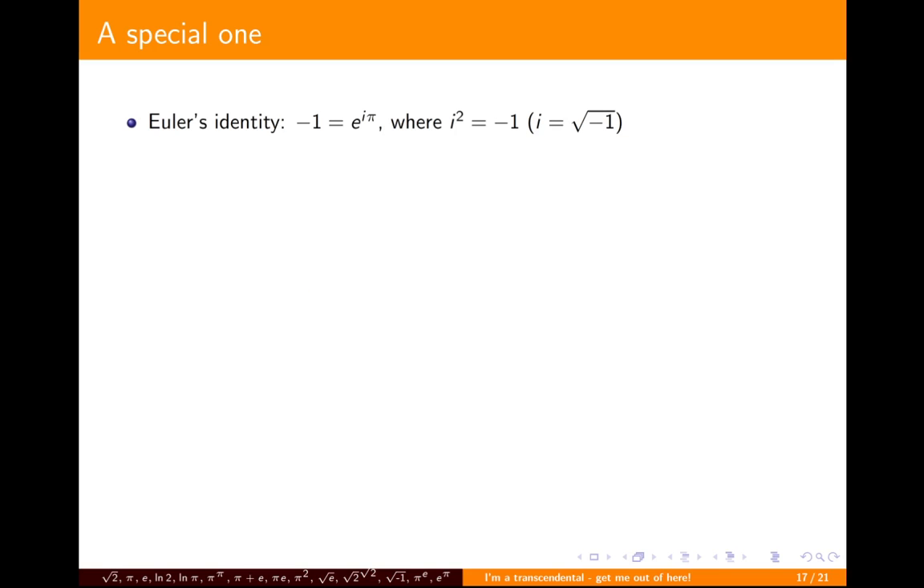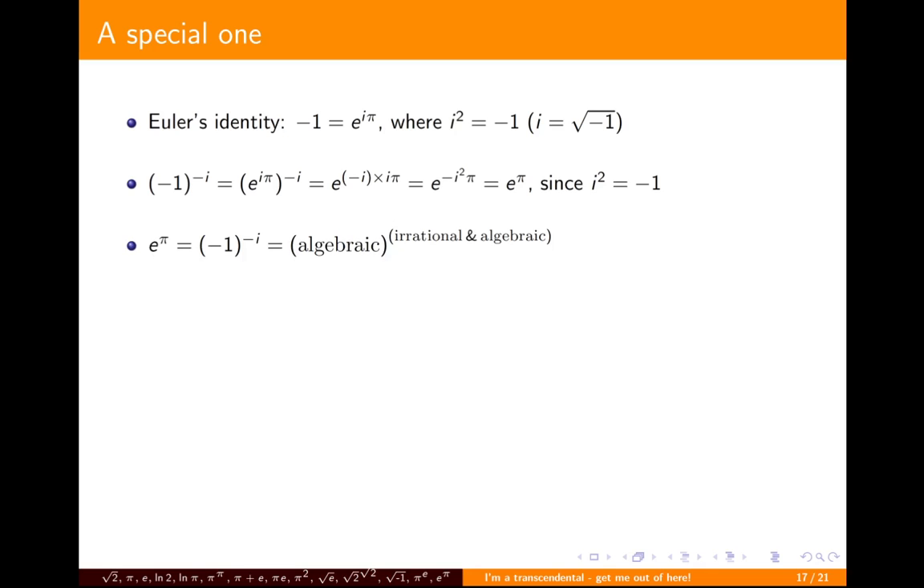In order to make it of value, to look at e to the pi, consider Euler's identity. As shown, -1 equals e to the i pi, where i squared is -1, or i is equal to the square root of -1. This is arguably the most famous expression in mathematics. It contains the natural number 1, the two most well-known transcendental and irrational numbers e and pi, and the imaginary unit i. If we raise both sides of that expression to the power -i and simplify, as shown, using the normal rules of powers, which are valid here, and the fact that i squared is -1, we see that e to the pi can be written as -1 to the power -i.